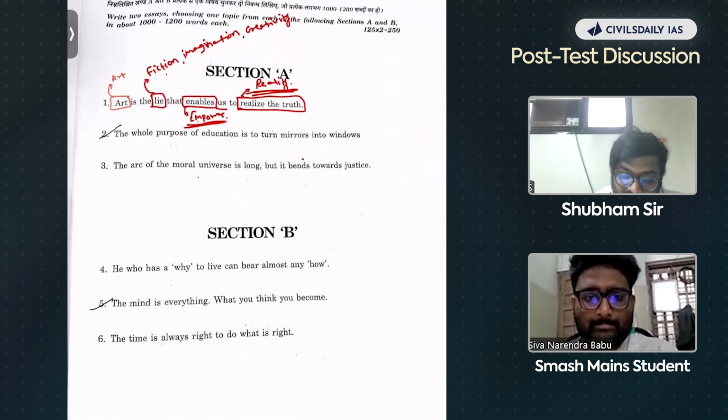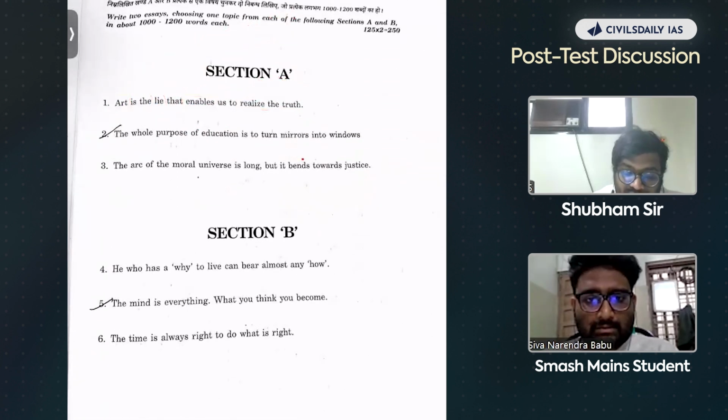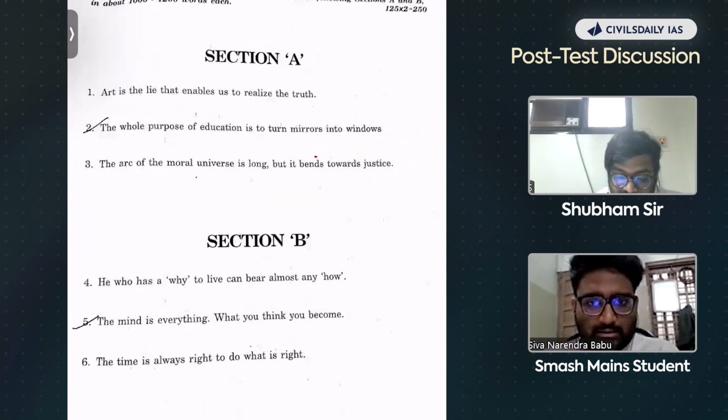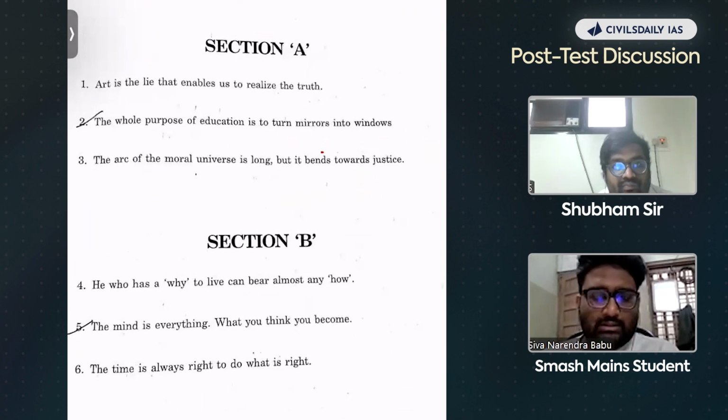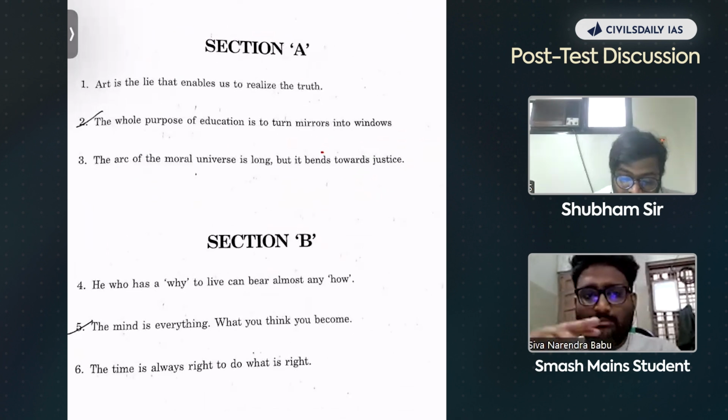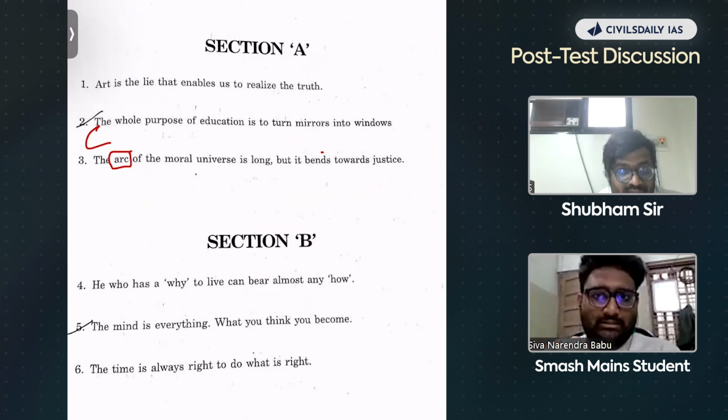Now you try for the third one. The arc of morality, moral universe. The arc matlab, arc is like this, right? The bend, it goes like this. So what is the meaning of this? What is it showing?